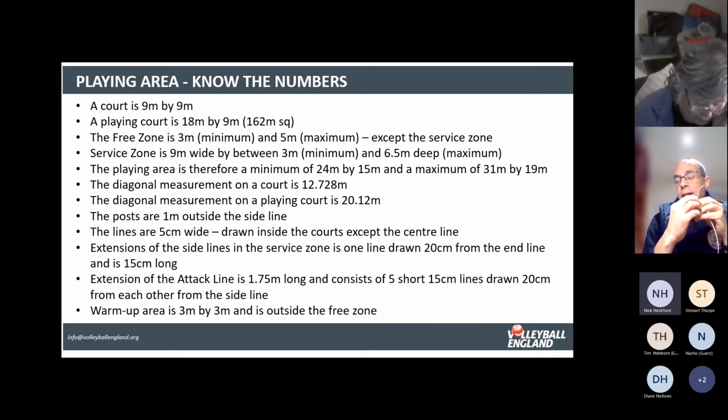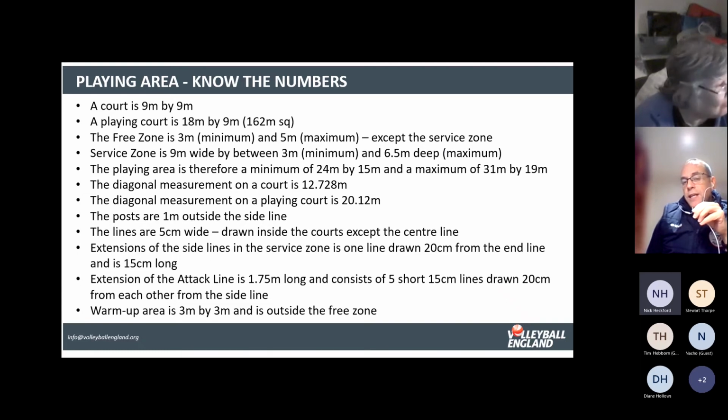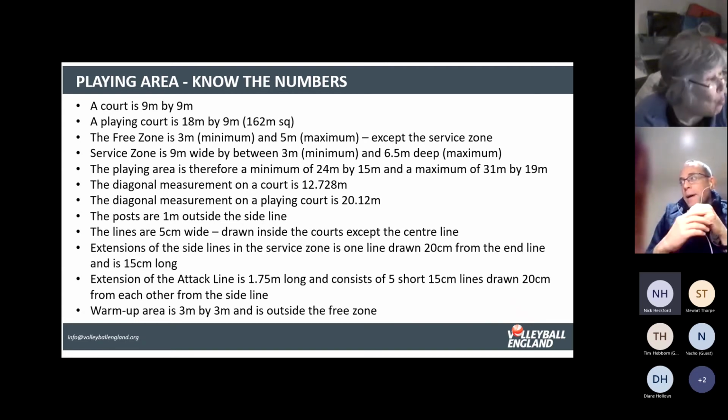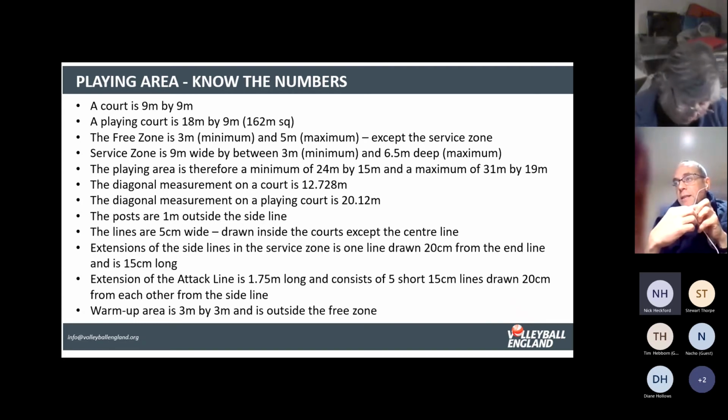So therefore, the total playing area is a minimum of 24 meters by 15 meters and a maximum of 31 meters by 19 meters. And that's the largest that the playing area should be. However it is delimited, it should be a maximum of 31 by 19.